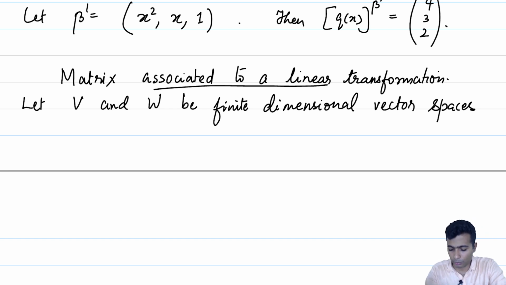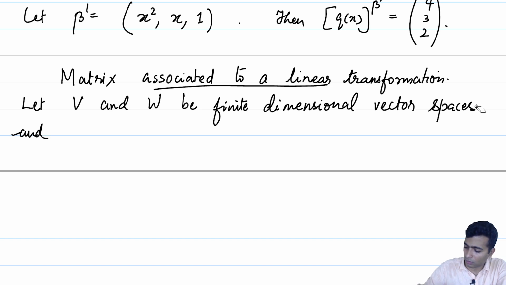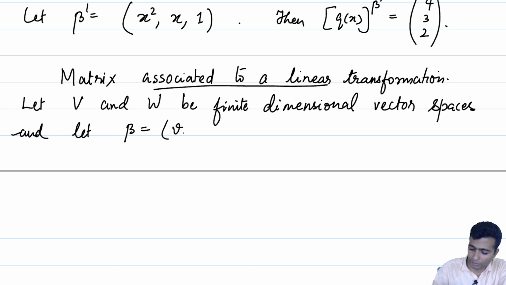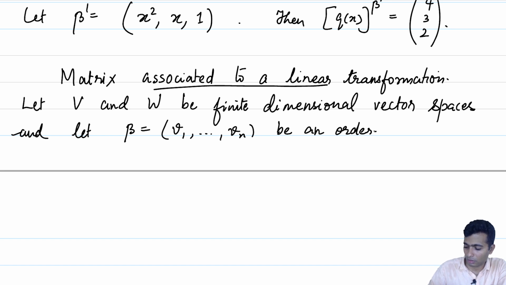Let the dimension of V be equal to n and the dimension of W be equal to m. Let us also fix some ordered basis here. Let beta equal to v1, v2 up to vn be an ordered basis. Let me use the word ordered basis just for the sake of familiarizing that term. It is the same as a coordinate basis of V.